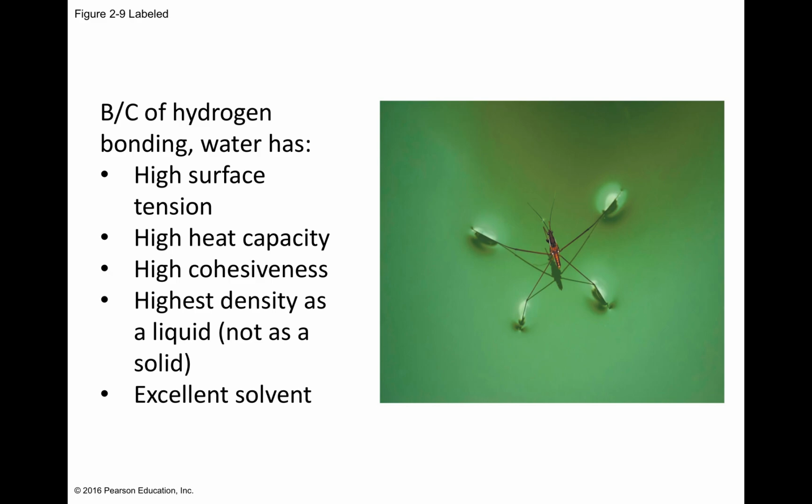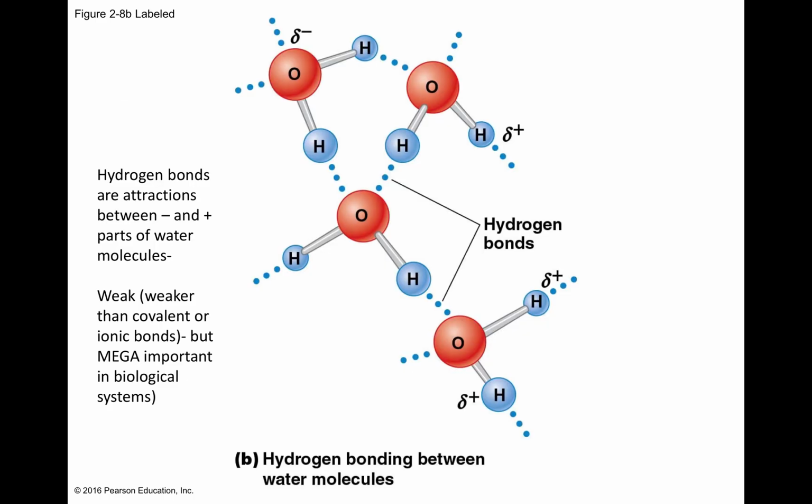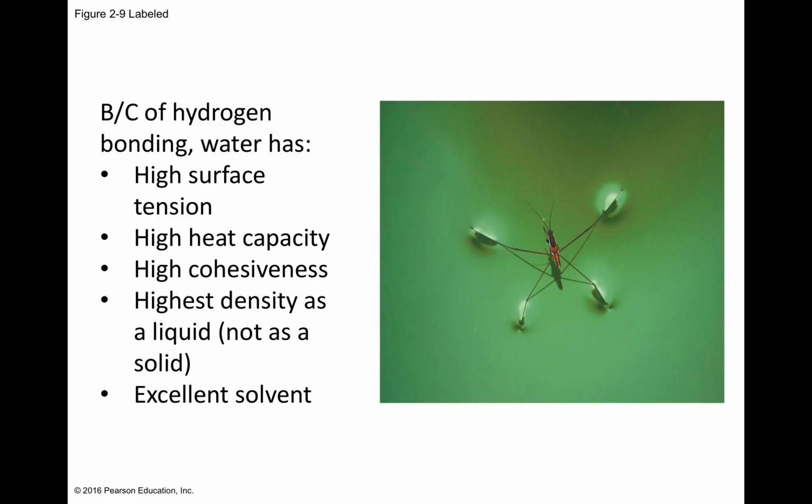It has its highest density as a liquid, not as a solid. So in these water molecules, as they form a crystal lattice in a solid, they actually move further apart from each other. So the individual water molecules are closest together as a liquid. And the closer individual molecules are together is what determines your density. And so liquid water is the most dense, and solid water is less dense than liquid water. That's why ice floats in liquid water.